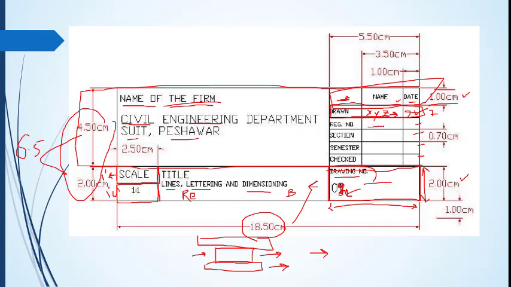Registration number: what is your registration number? You will write it here. Section: which section you are studying, for example section A, section B, section C, or any section. Semester: in which semester you are, first, second, third. So we are offering this subject in semester first, so you will write here semester first.